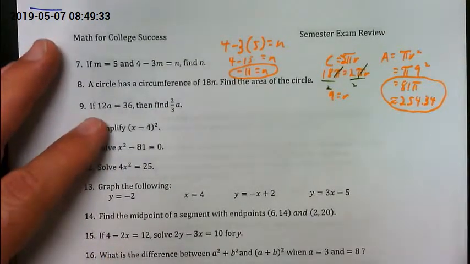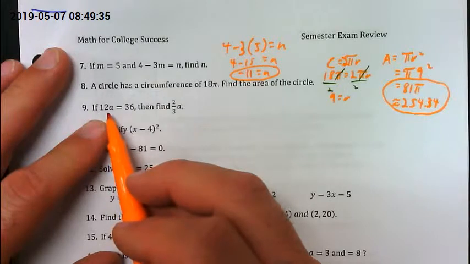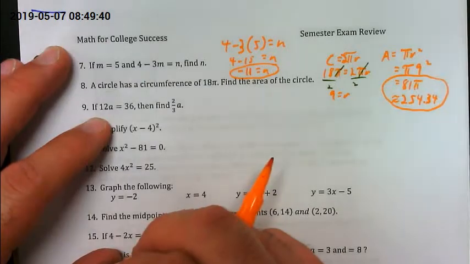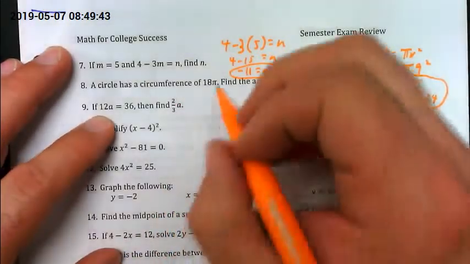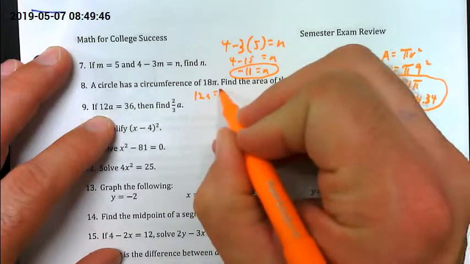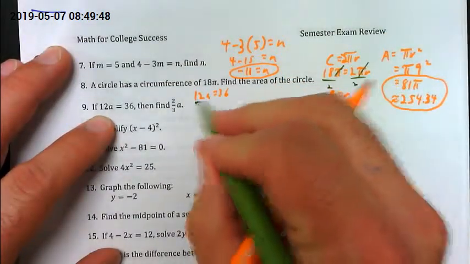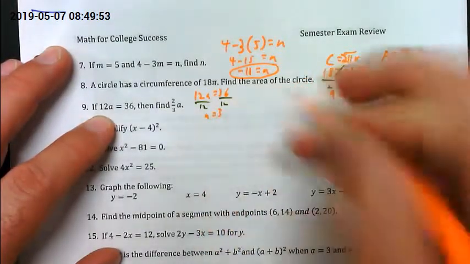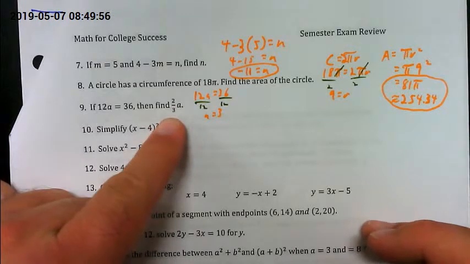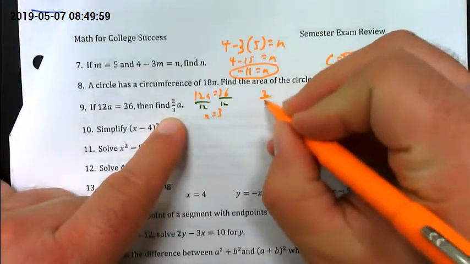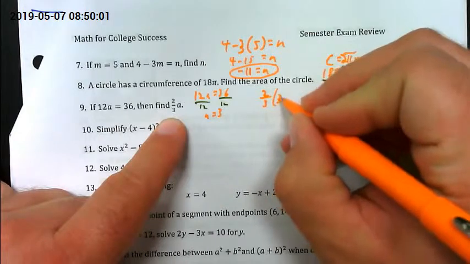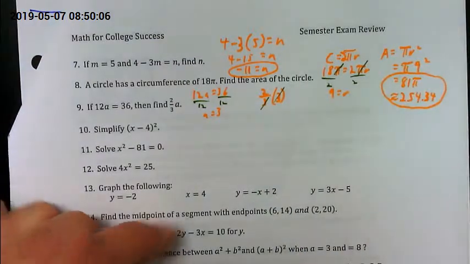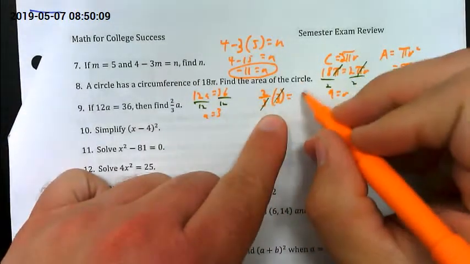On number 9, we have if 12a equals 36, then find 2/3 of a. So first we have to solve for what a is before we can plug it into this one. So 12a equals 36. We're going to divide off 12. So a is 3. Then we can plug it in. So we have 2/3 times 3. So our final answer is just 2.